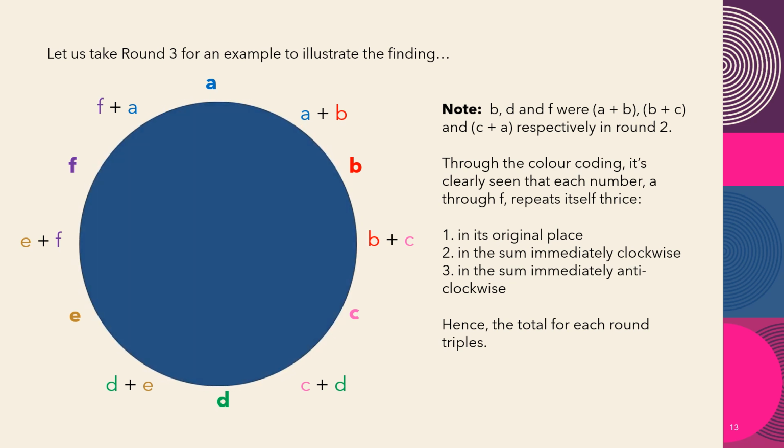Then you have one in the sum immediately clockwise and one in the sum immediately counterclockwise. So you have 3 occurrences of each number in each round in the next round's total sum. That is why the total will literally triple.